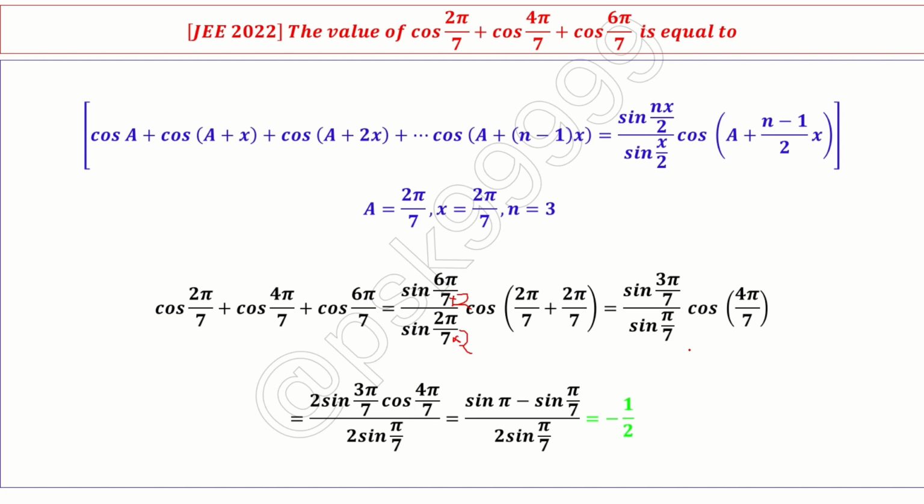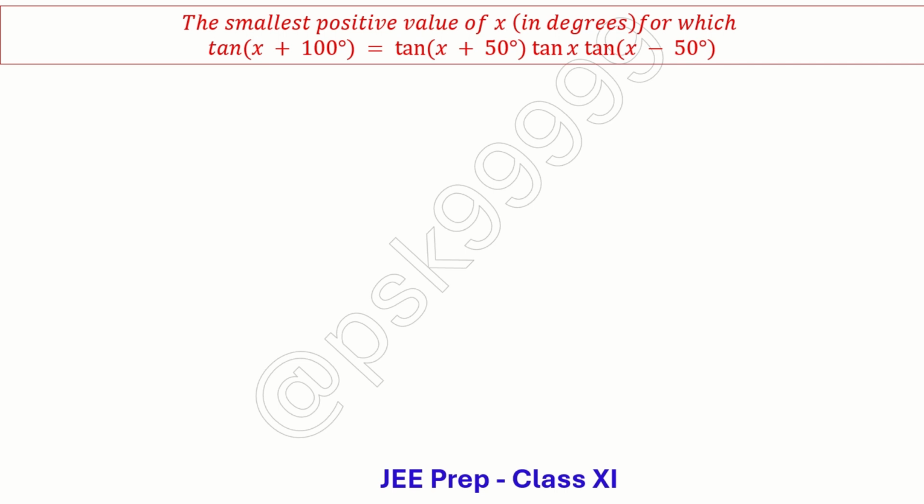Next problem is the smallest positive value of x in degrees for which tan of x plus 100 degrees is equal to tan of x plus 50 degrees into tan x into tan of x minus 50 degrees. If it is given 60 actually here, it should have been very easy. Correct? We can apply tan x plus 60, tan x, into tan x minus 60. But it is not given as 60 here, it is 50. So let's take two of them to one side, two of them to the other side and solve the problem.